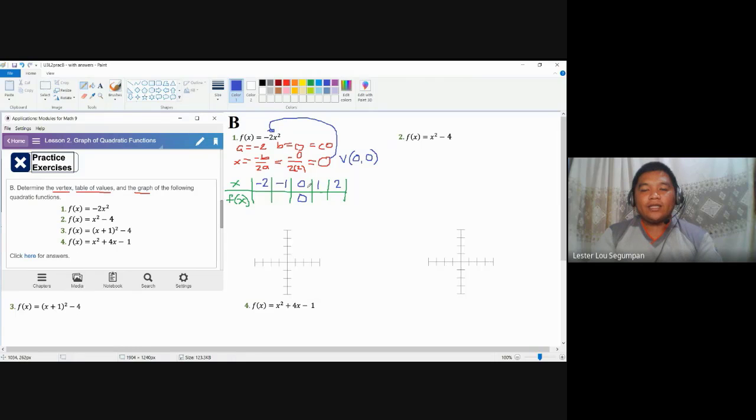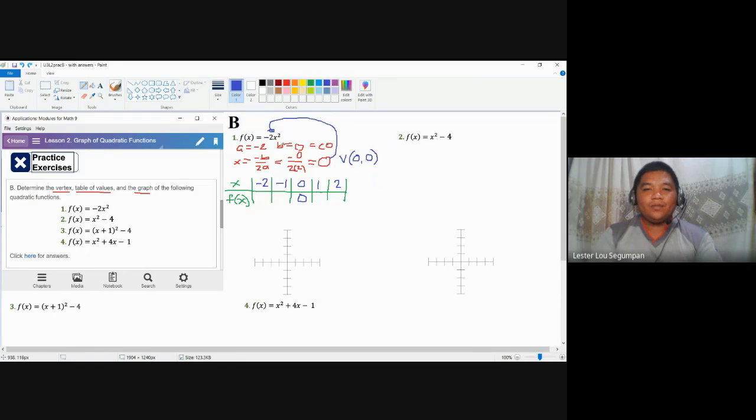In case the vertex is, for example, 5 and 2, the vertex should be placed in the middle, 5 and 2. And we will not be using 1, negative 1, 2, and negative 2. We'll be using the values 2 steps above 5 and 2 steps below 5. That's just an illustration.